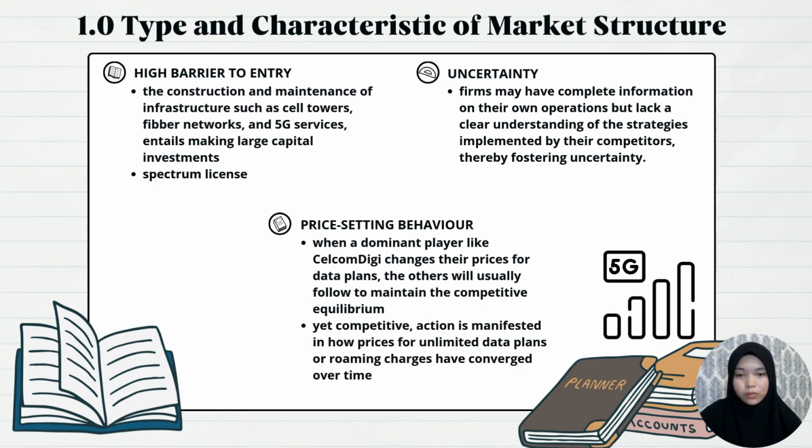And the last one is price setting behavior. When a dominant player like CelcomDigi changes their prices for data plans, the others will usually follow to maintain the competitive equilibrium. Yet competitive action is manifested in how prices for unlimited data plans or roaming charges have converged over time.